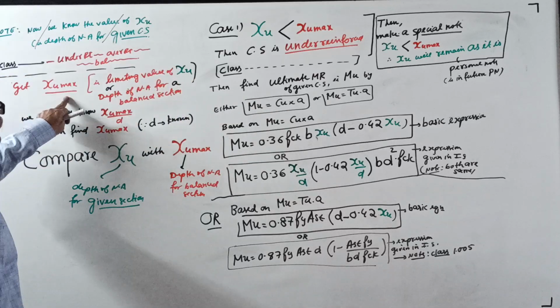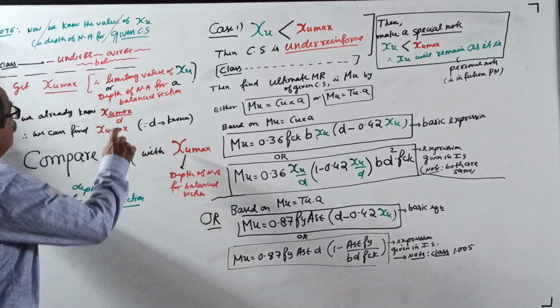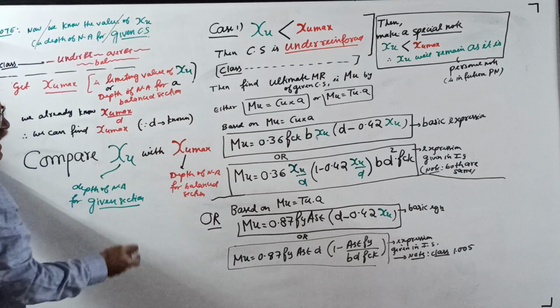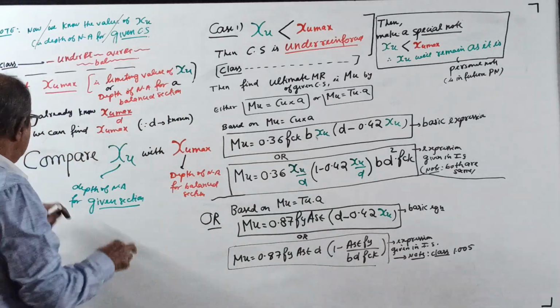How to get it? You already know XU max by D. You know the value of D. So XU max equals whatever value you got, multiplied by D. That I should not tell first of all. Okay. Get XU max.